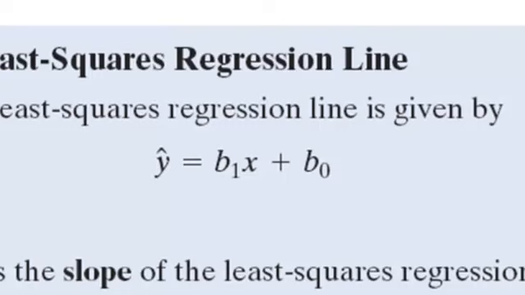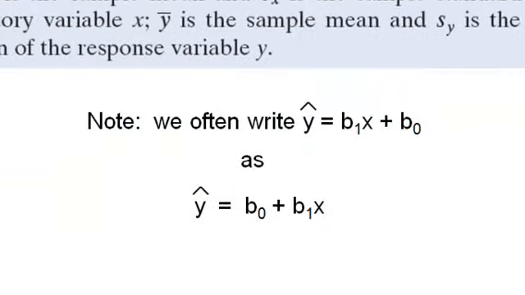In fact, it's quite common in statistics when we're talking about a predicted value to use this hat notation. So, we'll say that the general form of the equation of our regression line is y hat equals b1x plus b0. However, we'll often write y hat equals b1x plus b0 as y hat equals b0 plus b1x. In other words, we're just interchanging the two terms on the right side of the equation, and that doesn't have any effect on our regression line. This is just a common way to write the equation.